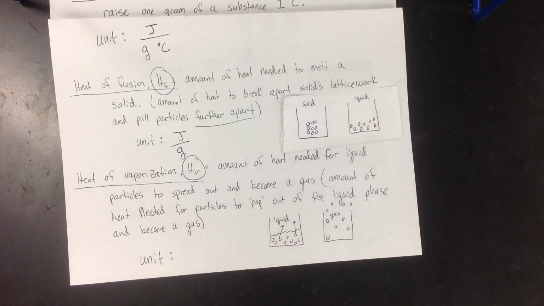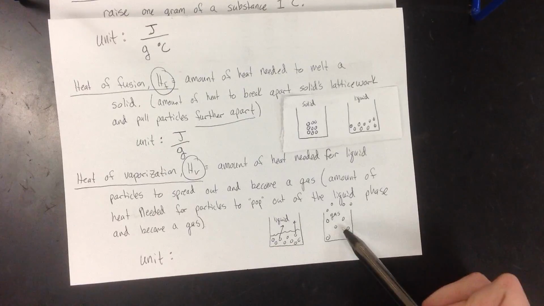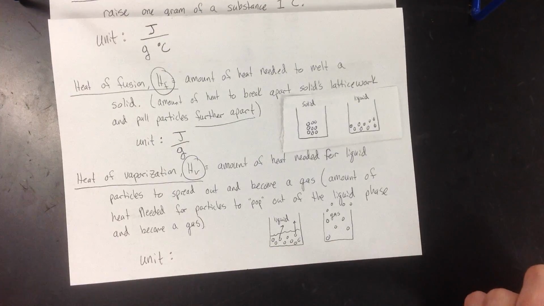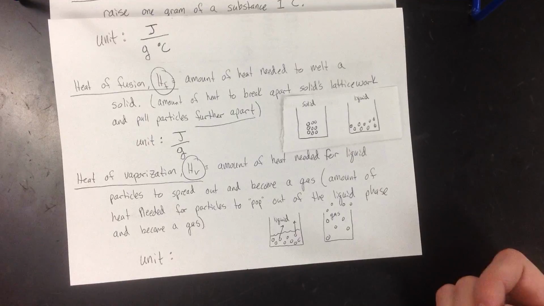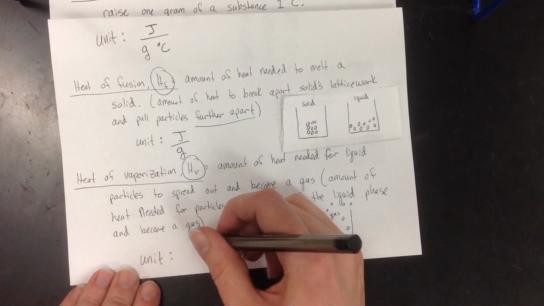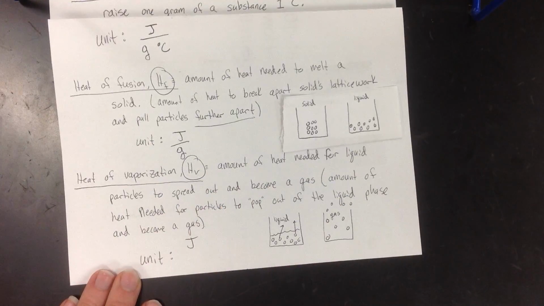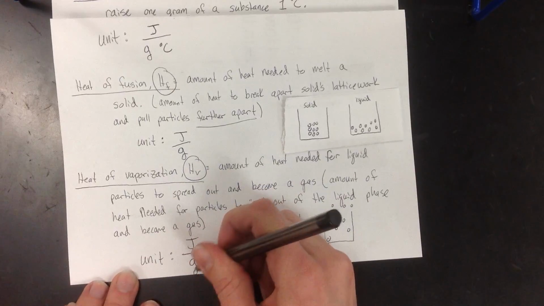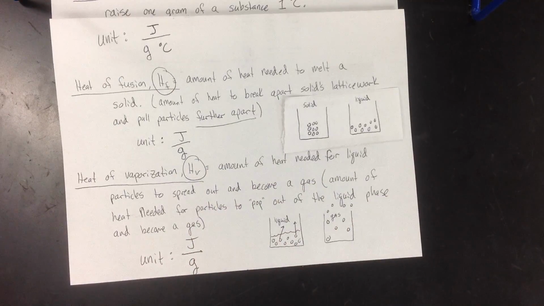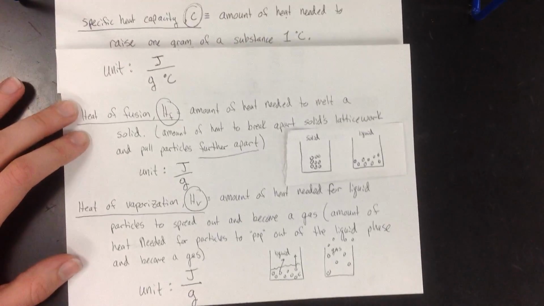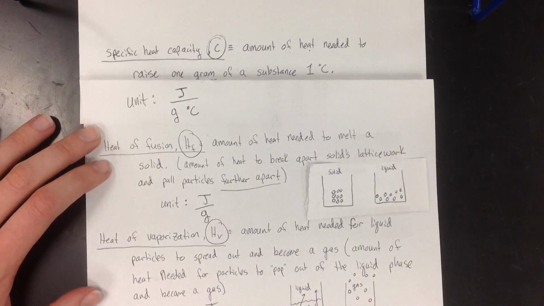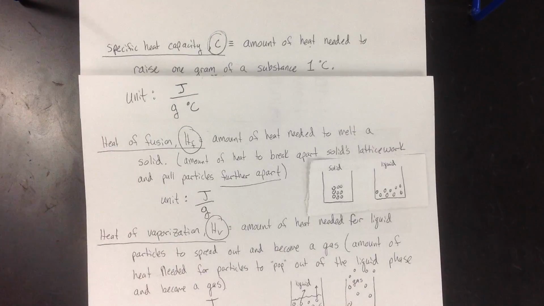A lot more space between them. We're spreading out our particles because we're turning it from a liquid into a gas. Same idea, for your unit, we've got our heat that it takes for every amount of mass that we have, so our gram, joules per gram. So some slight differences between the unit of all three of these values.